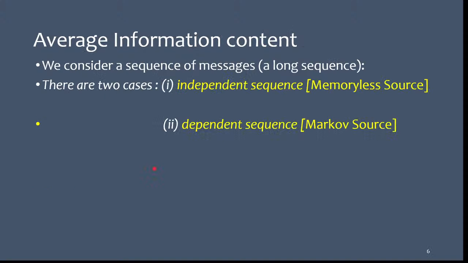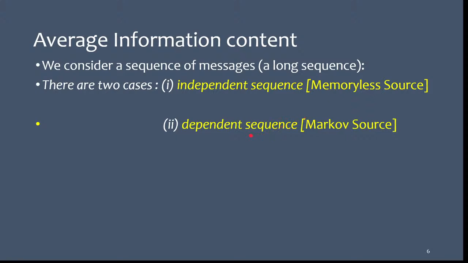Okay, then also when you talk about the events, we have to find out the average information content of these events. So now we need to consider two explicit cases. One is the independent sequence. For example, a source that emits different symbols where every symbol generated is independent and does not depend on the symbols generated earlier. That is called an independent sequence or memoryless source. Such a source that emits independent sequences is called a memoryless source.